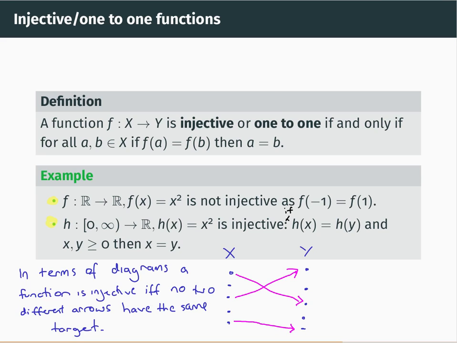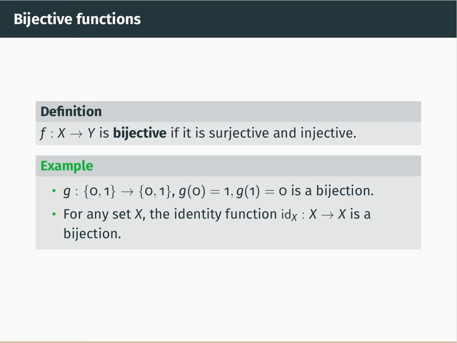So take our function f on this slide, for example. Well, here is -1, and here is 1 in the domain, and here is 1 in the codomain. And look, there are two arrows pointing at the same thing. It has failed to be injective, failed to be one-to-one. Finally then, our final definition is of a bijection. And the definition is that a function f is bijective if it's both surjective and injective. So both onto and one-to-one.